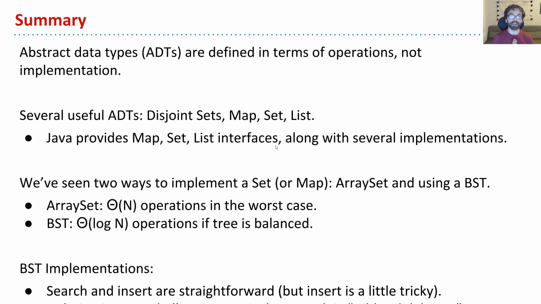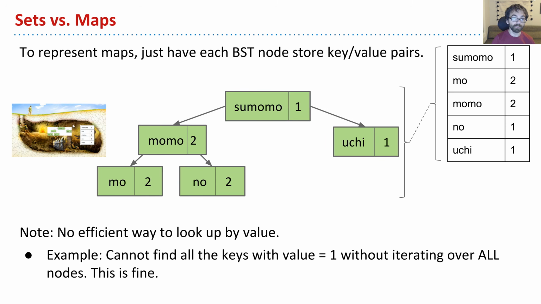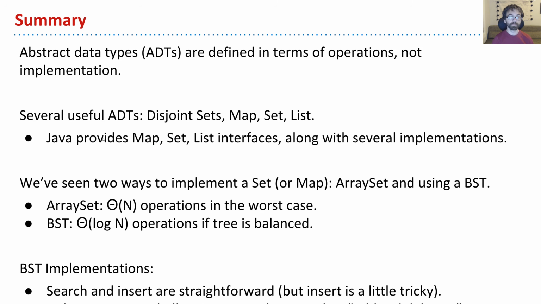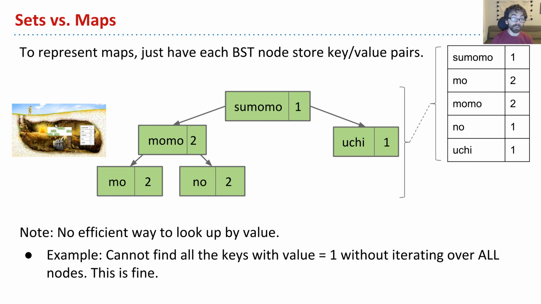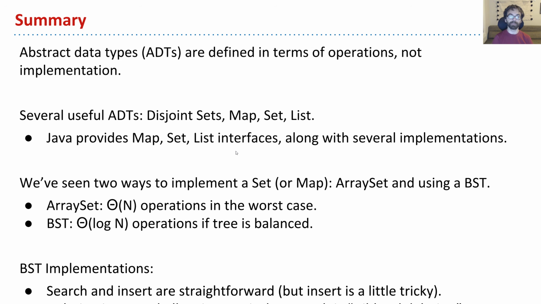All right, so to summarize, we talked about abstract data types, and we said that they're defined in terms of operations and not implementations. It's what the user over here is expecting. There's lots of useful abstract data types: disjoint sets, maps, sets, and lists, and Java provides some of these. It does not have built-in disjoint sets, but it has maps, sets, and lists, and it also has many specific implementations. And what we've seen here is that Java has something called a TreeMap, which is very closely related to the binary search trees we've been talking about today. But we haven't talked about all the details quite yet.